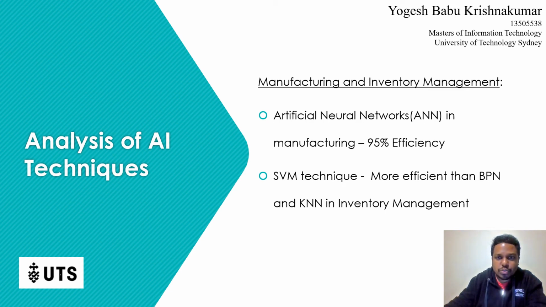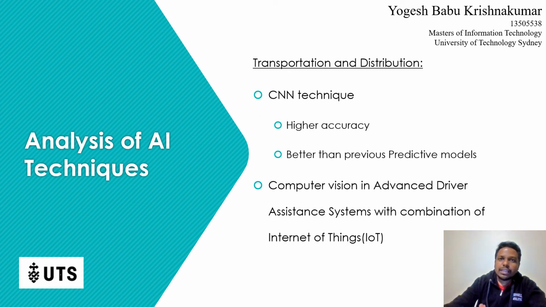One of the research shows that SVM is more efficient in inventory management when compared to the other algorithm models. Let's talk about the transportation and distribution departments. The incorporation of convolutional neural networks in intelligent transportation systems provides deeper image processing resolution for larger traffic networks. So this processing output is far better when compared to the previous traditional predictive models. Also, proper detection techniques from CNN have provided high accuracy in traffic prediction.